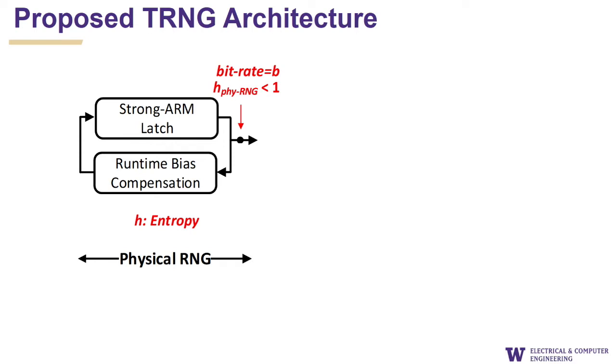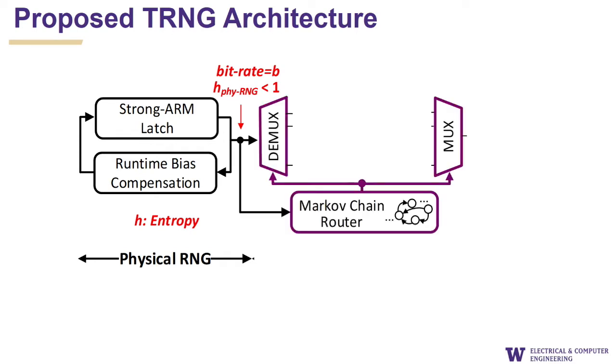So we'll basically go through this block diagram of how it's implemented. We have a StrongARM latch. That's a very standard implementation of a comparator, very common. And what we do is runtime bias compensation, but not nearly at the level required to build a truly random number. We just do this for quality control. We want something good enough. Once we've done that, we pass this through what we call a Markov chain router, but you will soon see that it's actually a very, very simple circuit.